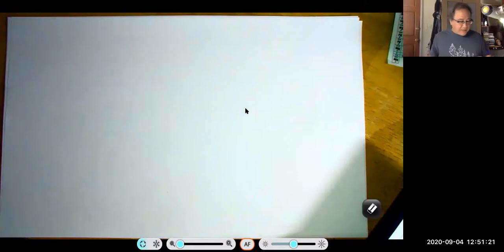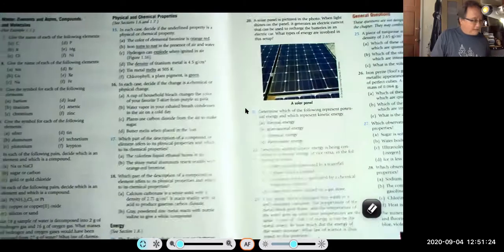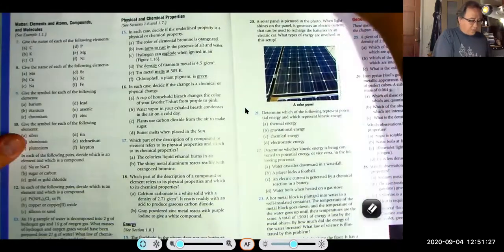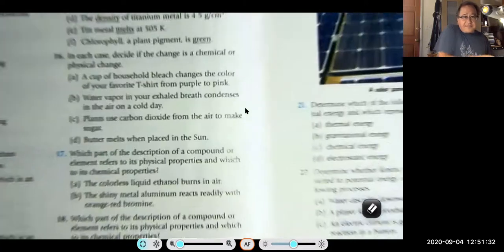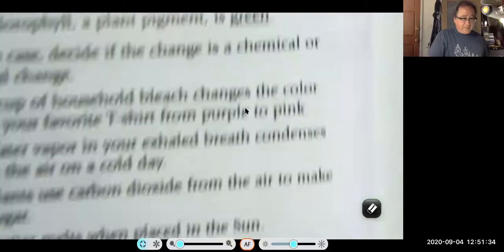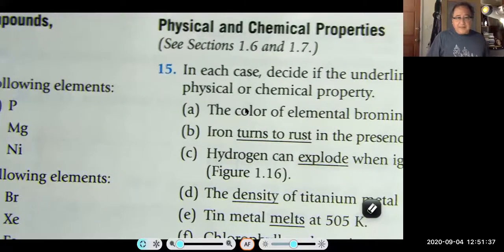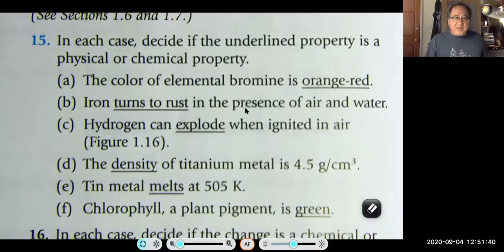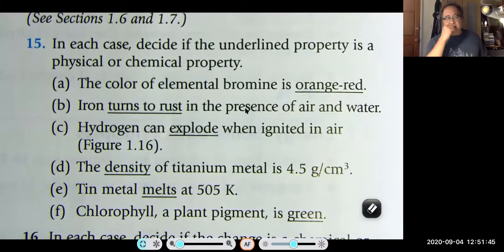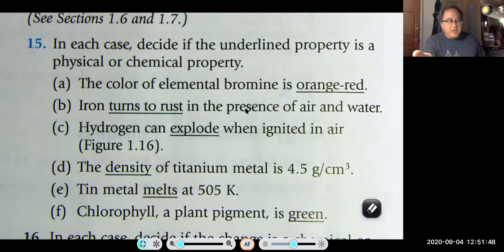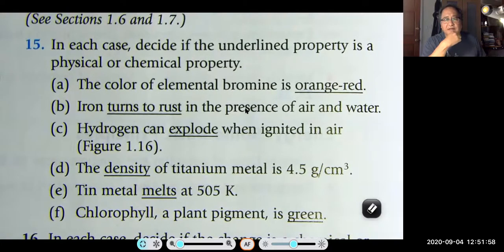Okay, this is another one that we can do without showing our work. We can think about it. So let's look at number 15. In each case, decide if the underlying property is a physical or chemical property. Now, for me, I would normally ask you to tell me why you think that's the case. Okay, so A, the color of elemental bromine is orange-red.